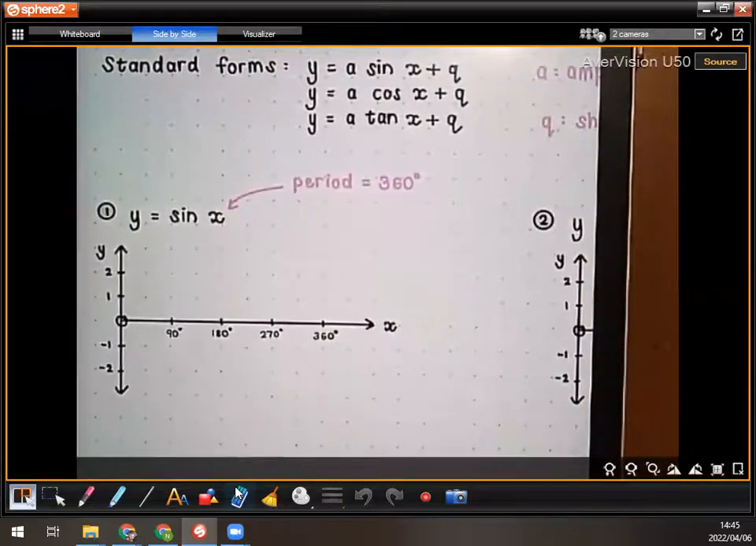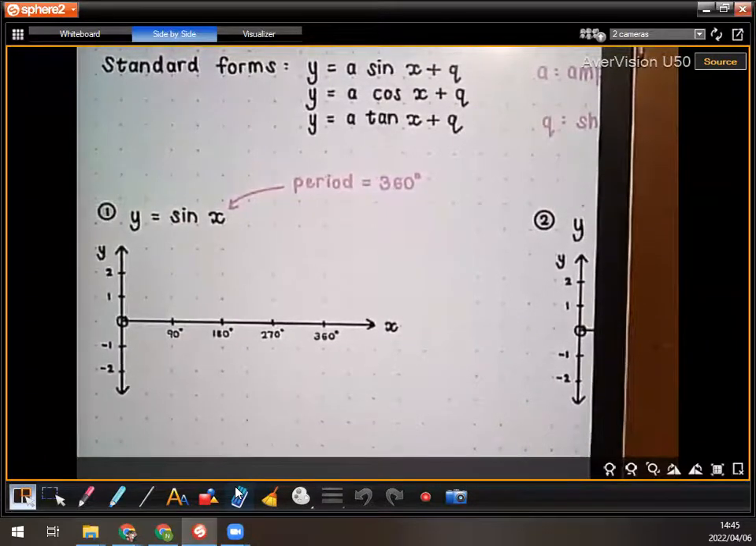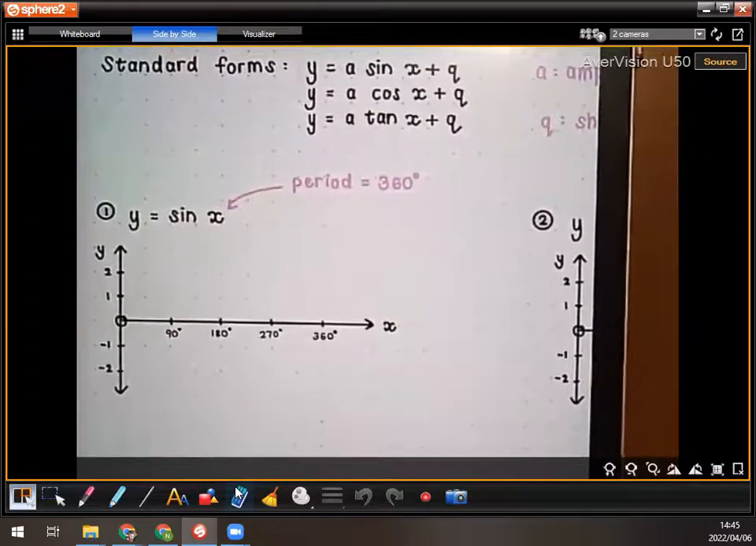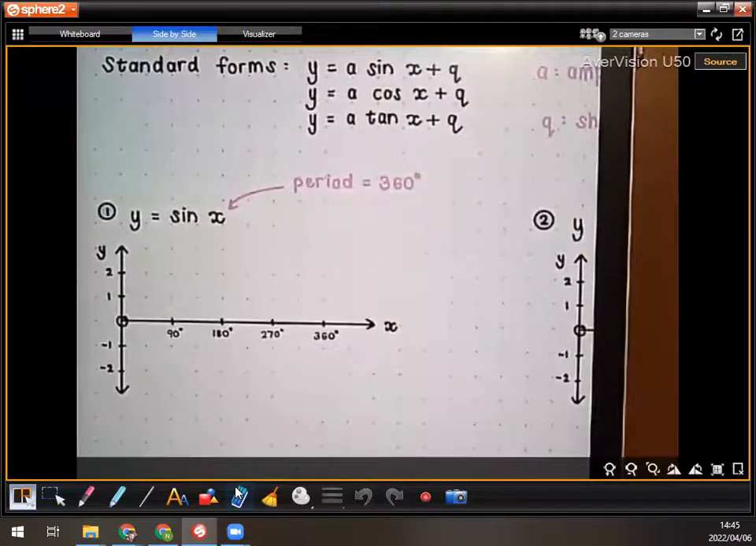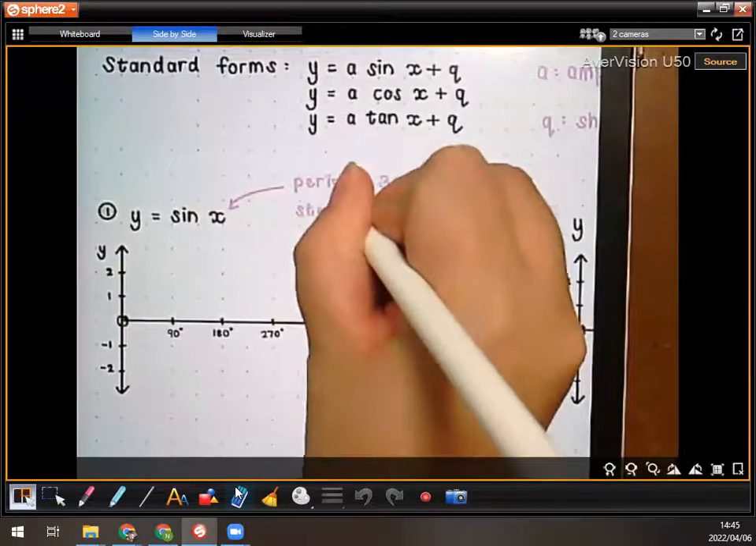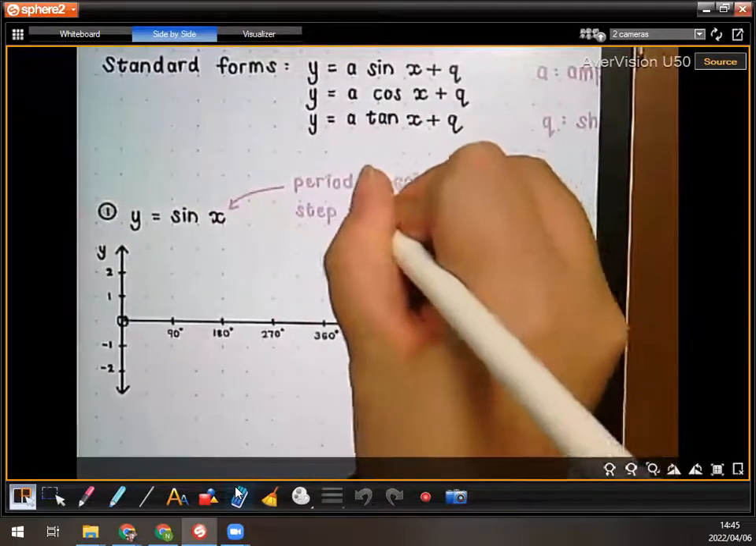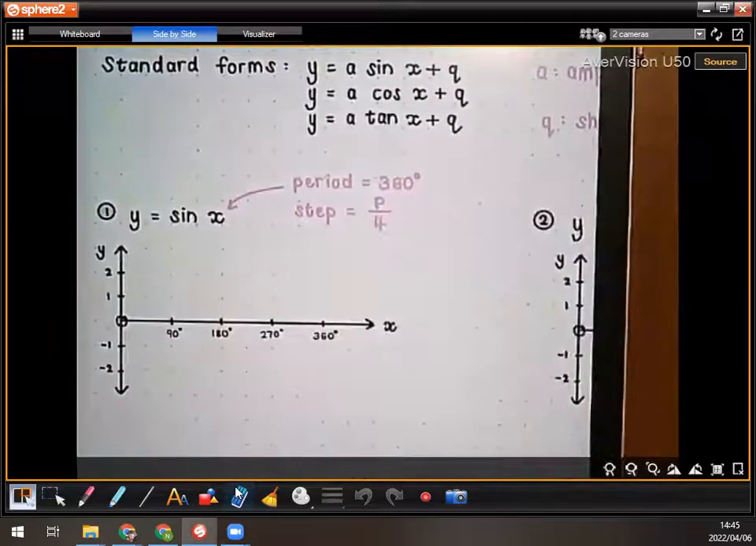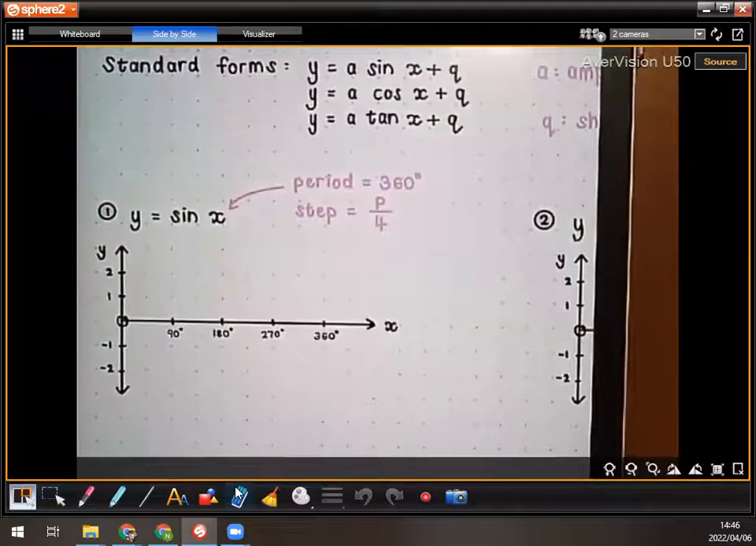Now the period is 360 degrees. Now guys, I'm not sure if your teachers taught you about step last year. All right, the step is always the period divided by 4. Okay, you have to know that formula as well. In order to use the method on the calculator that I'm going to show you now, you need to know that the step is always the period of the graph divided by 4.